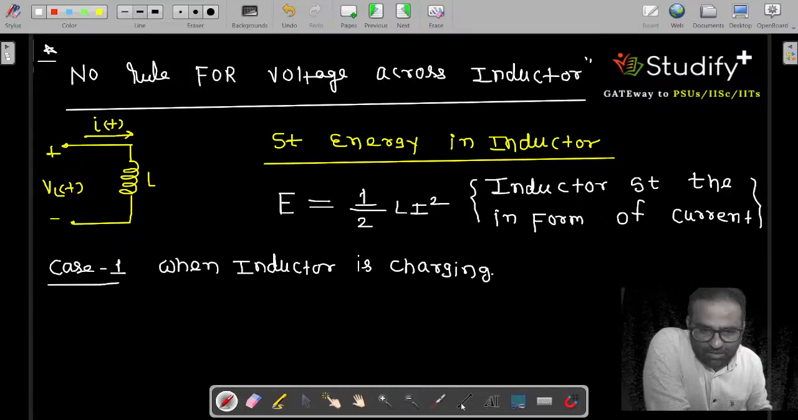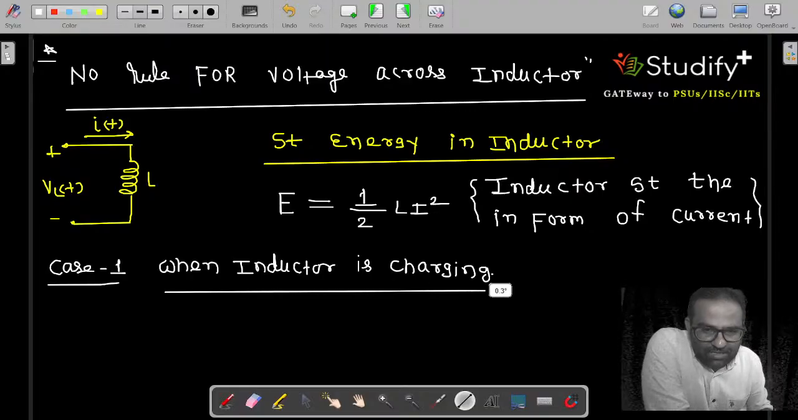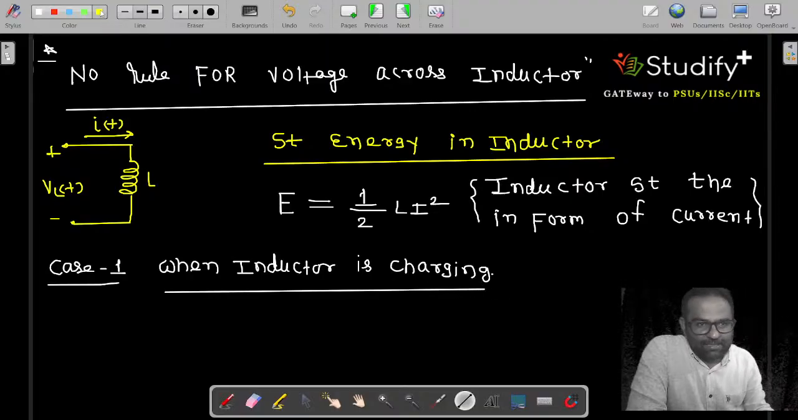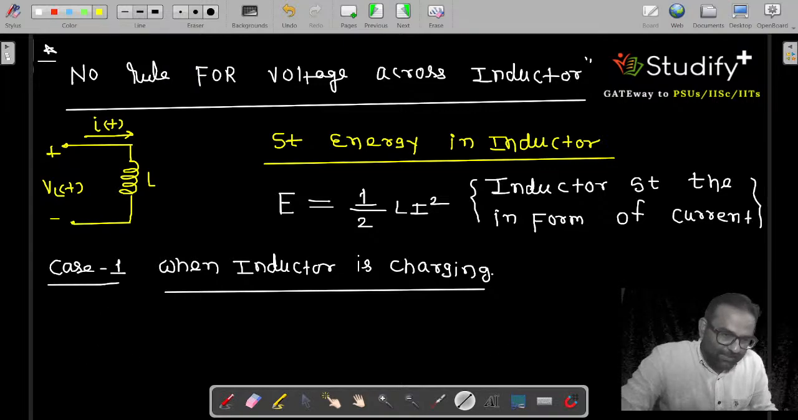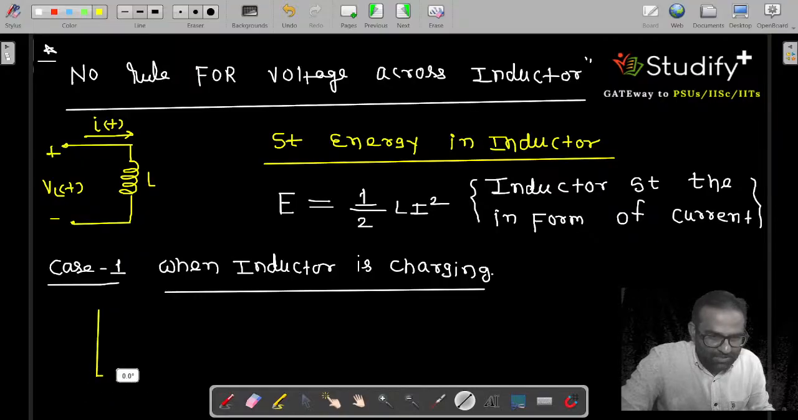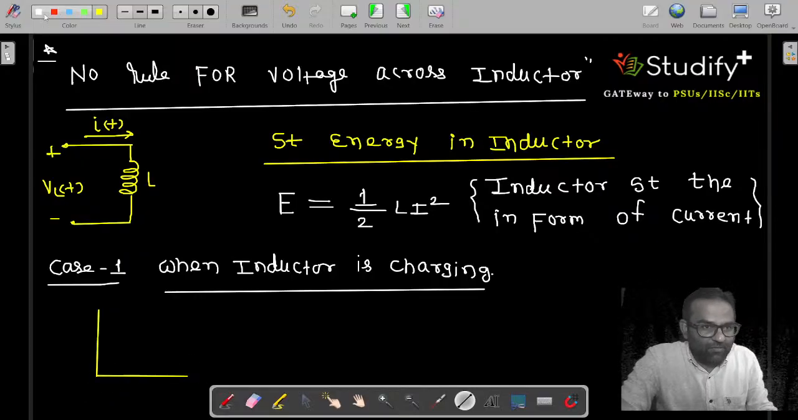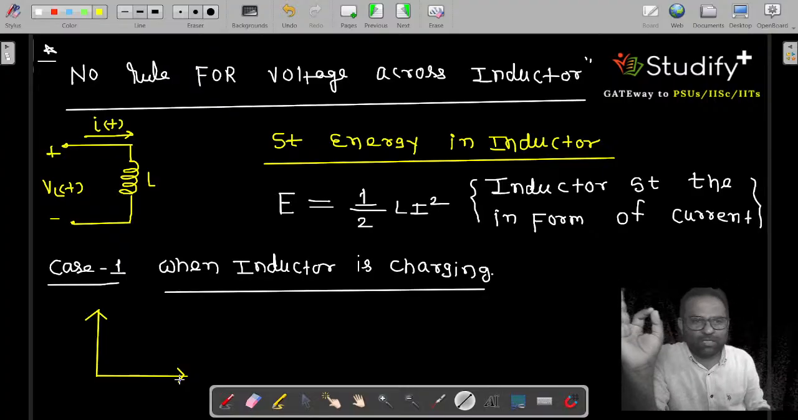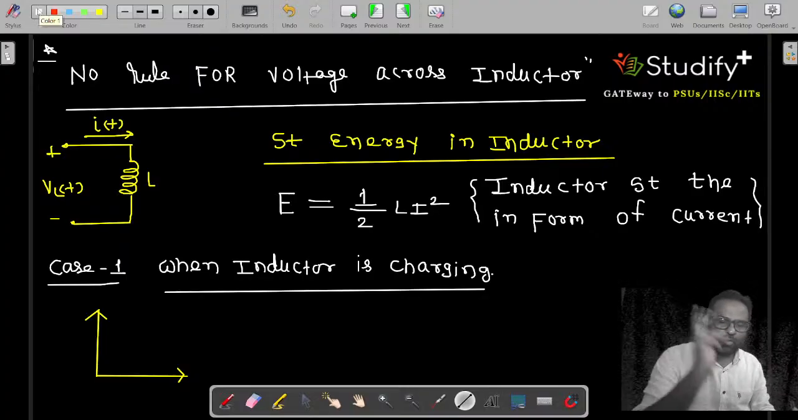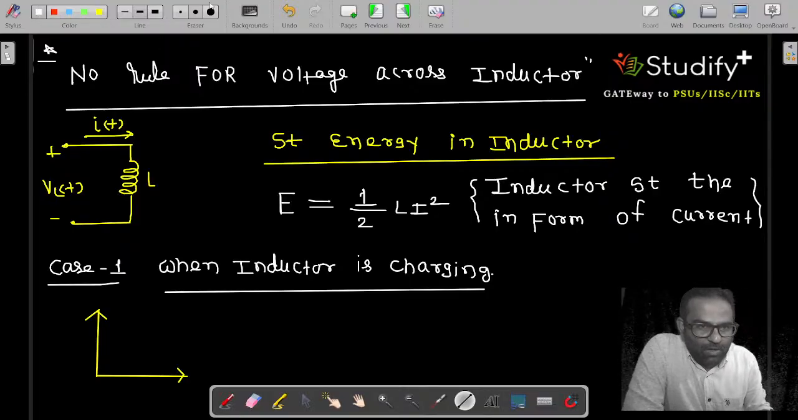When the inductor is charging, what is the pattern of charging? The pattern of charging can be this. We will discuss three or four waveforms only. Only this waveform you will observe in all first order circuits. So in all first order circuits, these waveforms are valid. So this is time, let's say, and let's say maximum.